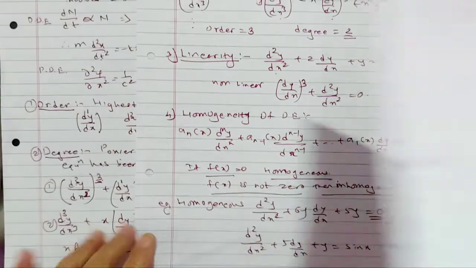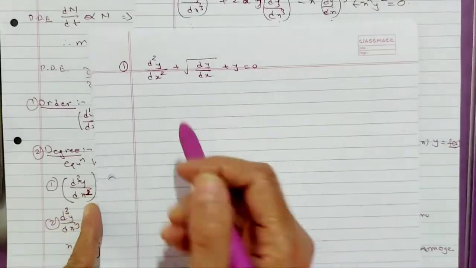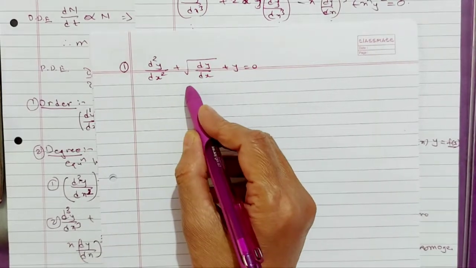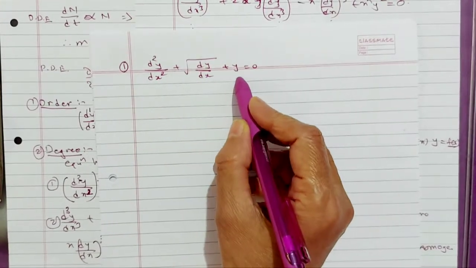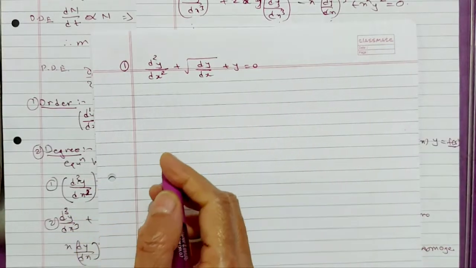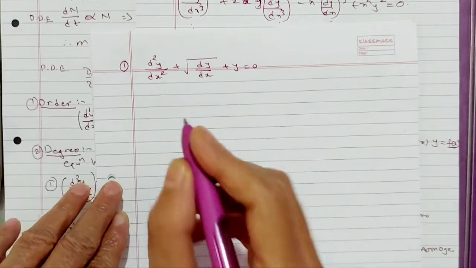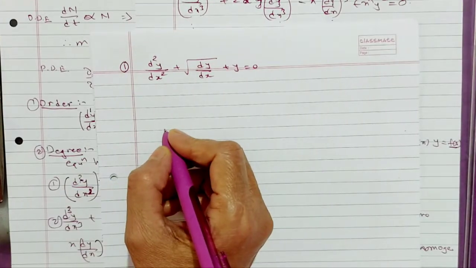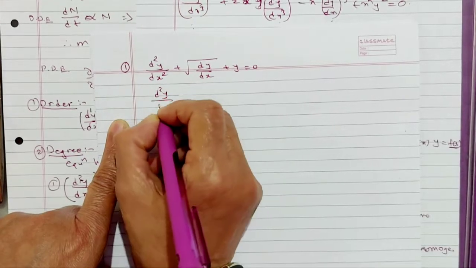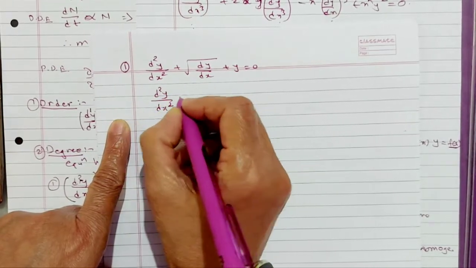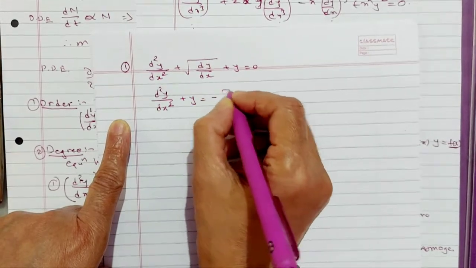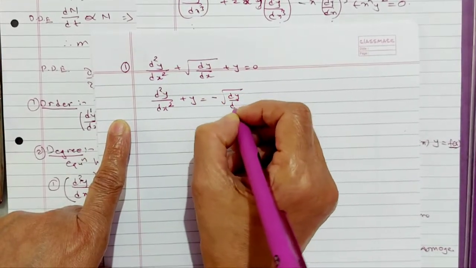Out of which, the first is given like this: d square y by dx square plus under root dy by dx plus y is equal to 0. My question is, find out the order and degree of this differential equation. The first job is to simplify this. So how will I do that? d square y by dx square plus y is equal to minus under root dy by dx.